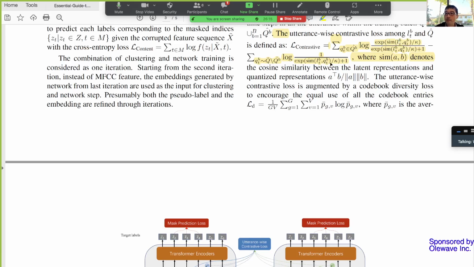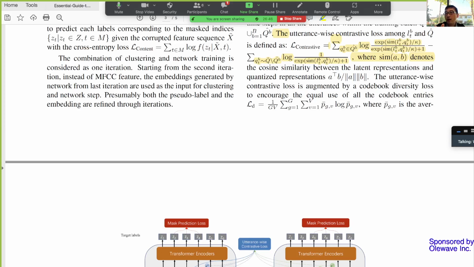This is characterized in the second part. They want the representation from this speaker to be away from the representation from other speakers. So you can see they're doing this at the utterance level, but they're trying to get a representation which can discriminate representations from different speakers.